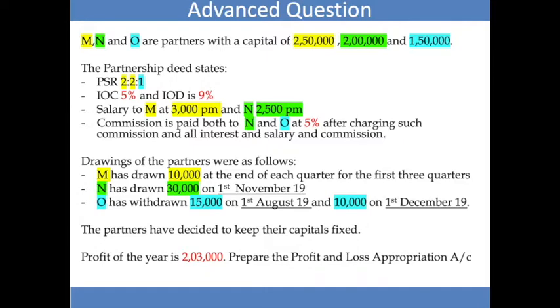The partners have decided to keep their capitals fixed. This is a very important statement over here. If the partners have decided to keep their capital fixed, the profit will be transferred to the partner's current account, and all the entries, that means the interest on capital, the partner's salary, the commission, will be transferred to the partner's current account and not to the capital account. Therefore, in this question, apart from preparing the profit and loss appropriation account, we might be asked to prepare the capital account and current account also, but this question has only asked us to prepare the profit and loss appropriation account taking a profit of 2,03,000. So after we have read the question and understood the basic points of the question, let us now go to solve it.